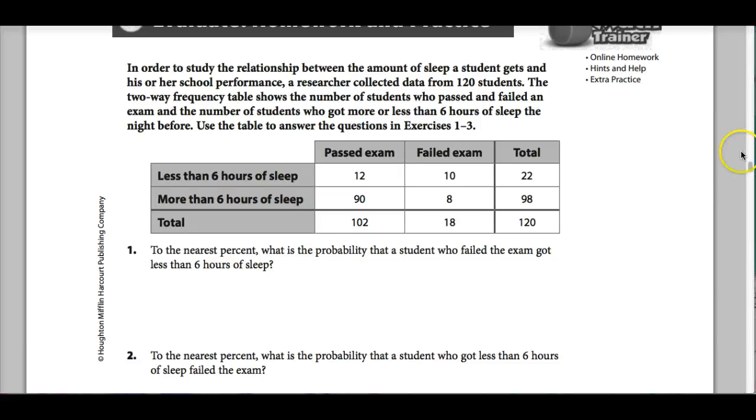Let's take a look at question number 1. I just want to do number 1 with you because you really have to work on the rest of them on your own in the classroom, and I did not want to do your homework question for you. It says, to the nearest percent, what is the probability that a student who failed the exam, we'll call that F, got less than 6 hours of sleep, we'll call that L. So we're looking for probabilities: out of all the students who failed the exam, how many got less than 6 hours?